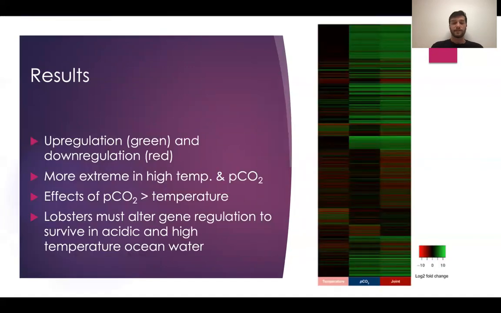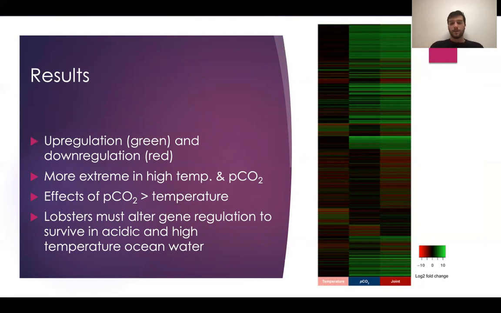The results from this study here on the right might be a little difficult to see. There are red lines, green lines, and then just black spaces. The red lines represent a down regulation in genes, green lines are up regulation, and the black line is no change.